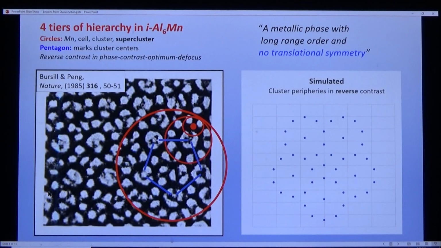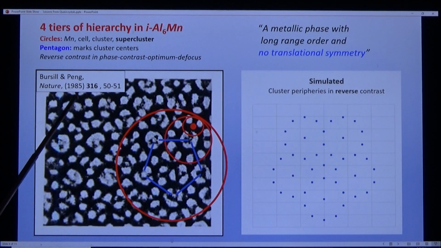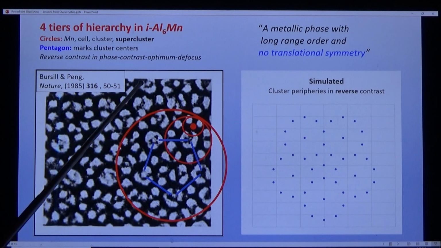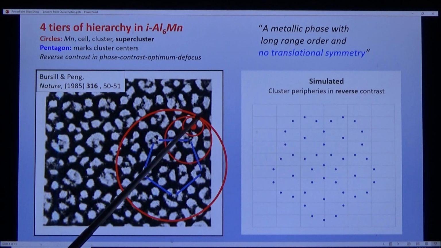Knowing the structures, we can calculate the structure factors. But first we can confirm that structure with this phase contrast optimal defocus image of Bursill and Peng. The image is in reverse contrast. Here's manganese, here's the unit cell. 10 unit cells on 2 circles form a cluster, and 5 clusters in this thin section form a supercluster. Beyond the supercluster, the structure is off-plane.